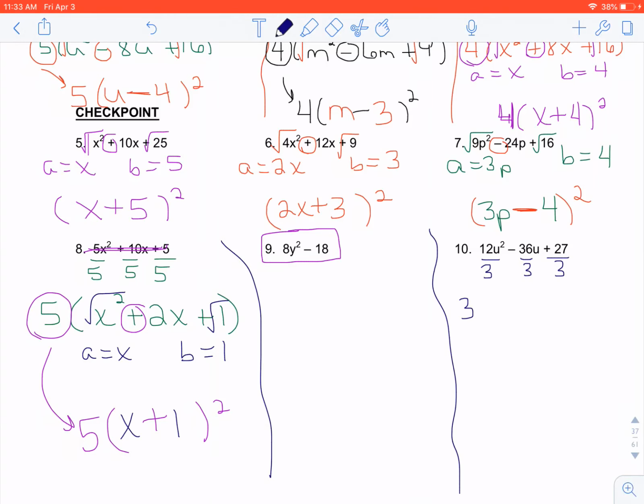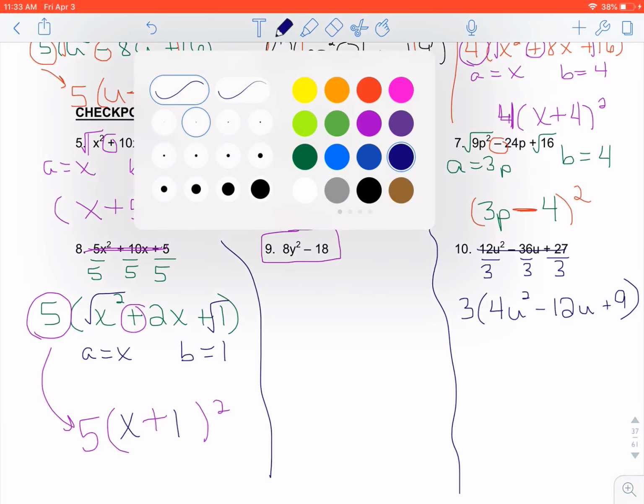So take the GCF out. 12 divided by 3 is 4. 36 divided by 3, is that 12? 27 divided by 3 is 9. First problem is gone. We now changed it.